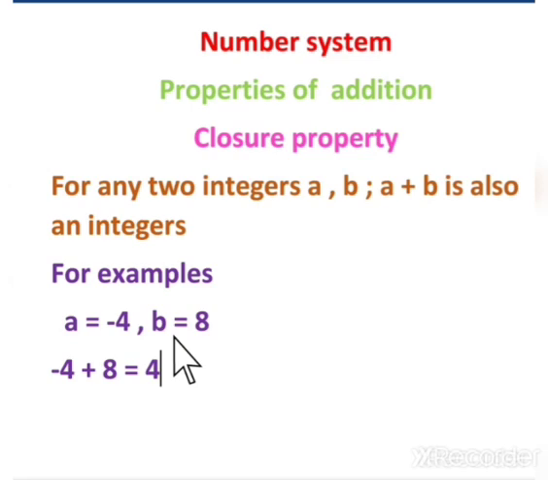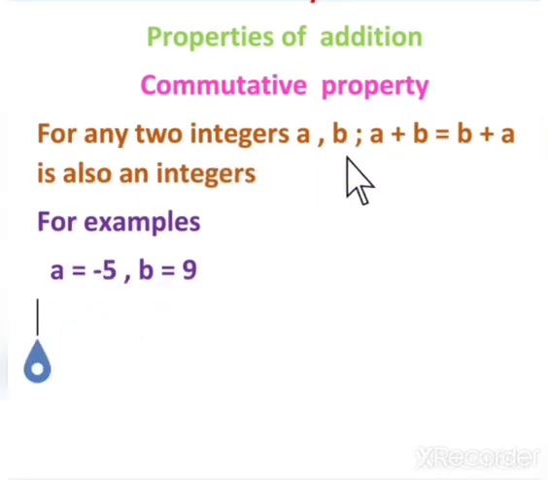Next we are going to see the commutative property for addition. For any two integers a, b, take any two integers and add in any order. However we change the order and add, the answer will be the same. For example, take the value for a as minus 5 and the value for b as 9. Now I am going to solve the left hand side.